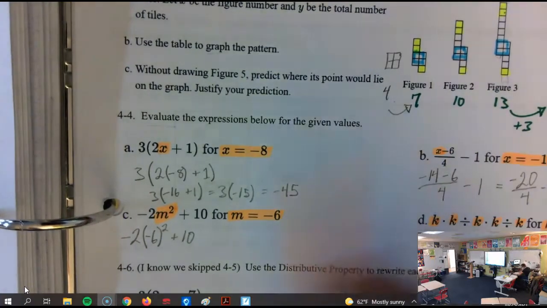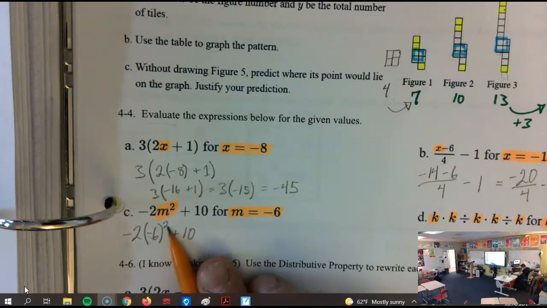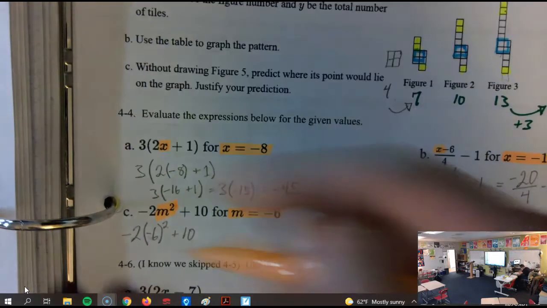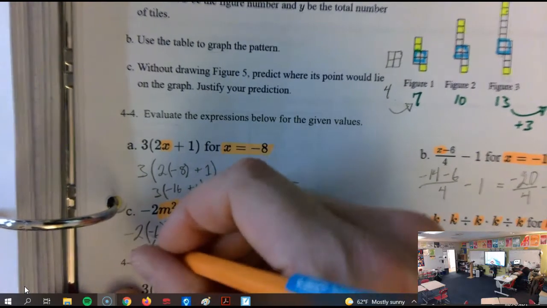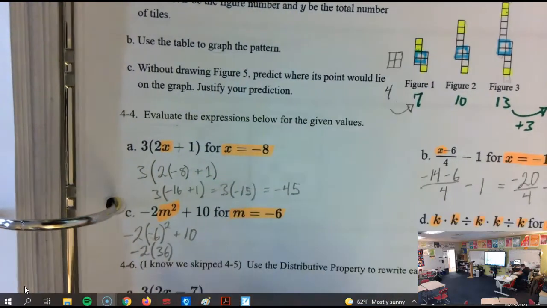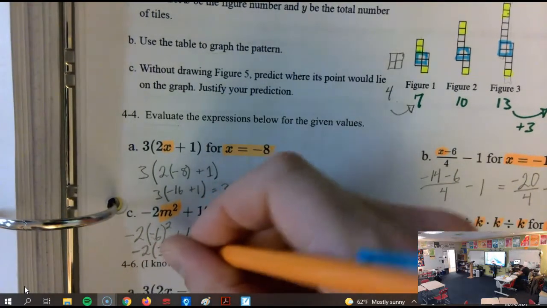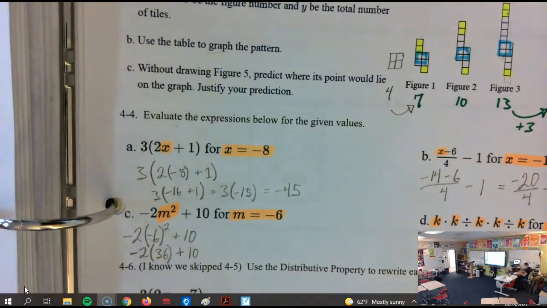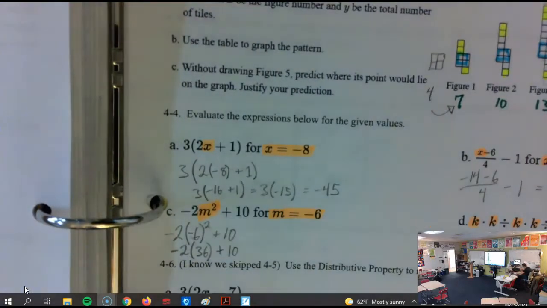There's a trap door because your calculator, if you don't use parentheses right, might give you the wrong answer. -6 when squared becomes positive. But we're actually going to turn back into a negative when we do that multiplication. So we also still have that plus 10. So -2 times 36.